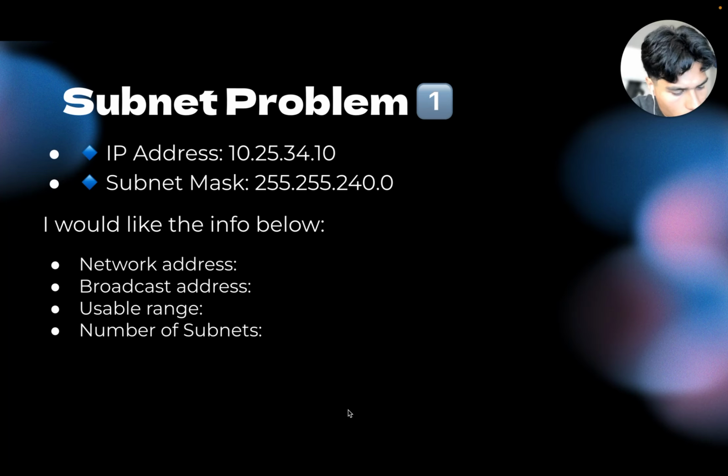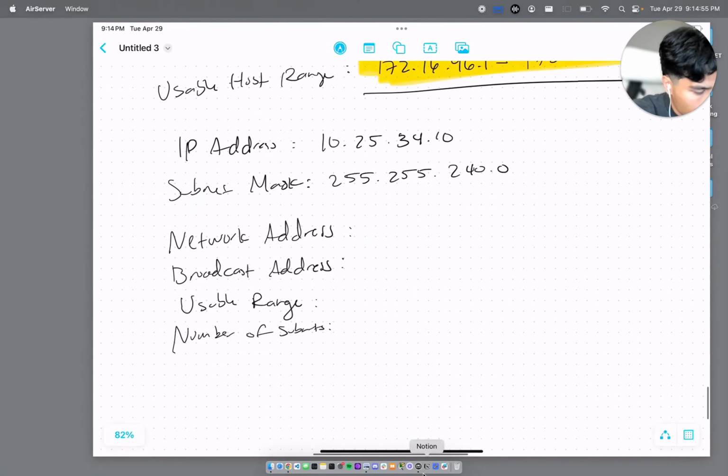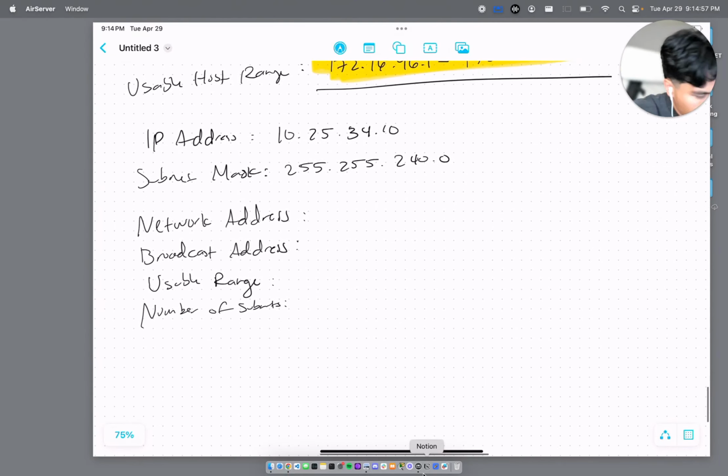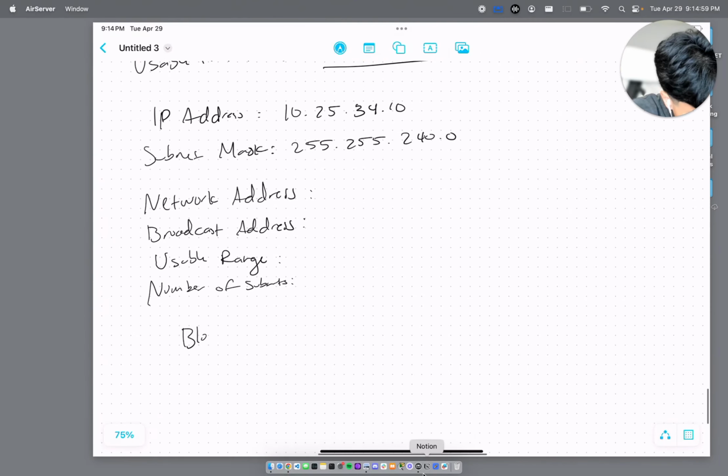And the information that I want, right? We want to know the network address, broadcast address, usable range, and number of subnets. It's a lot of information, but this is where our block size method is going to come in handy. Right? Block size method, remember.